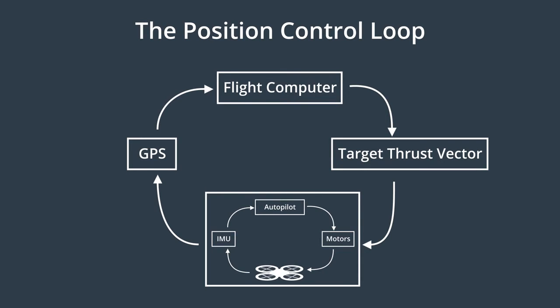These loops do not need to be synchronized, and most often they're not. The autopilot loop might be executing at 50 cycles per second, or 50 hertz, while the position loop might only be executing a few times per second.